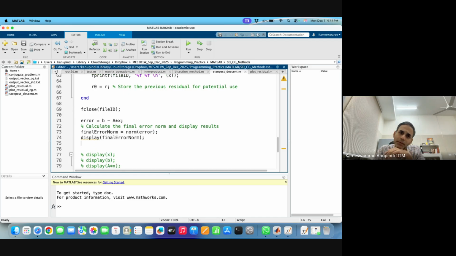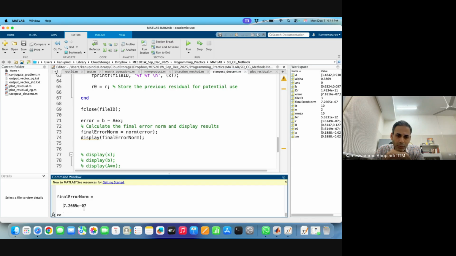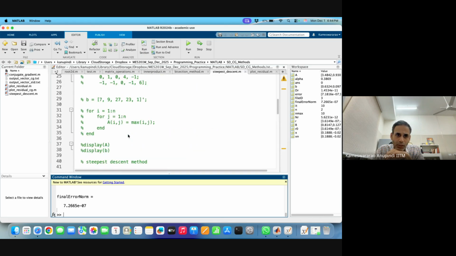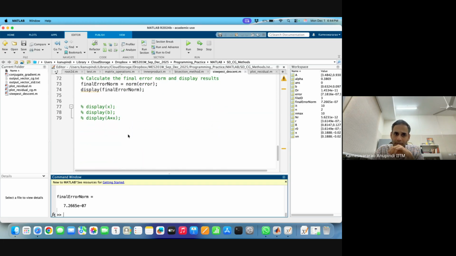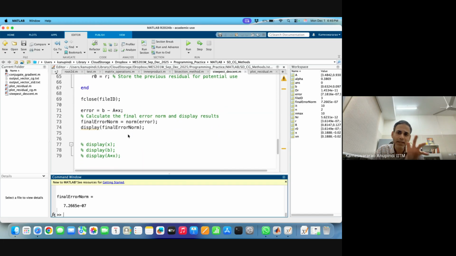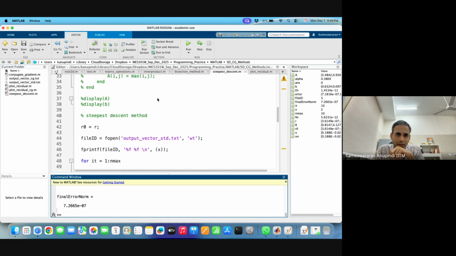Let me run this. Okay, so it has converged in 10 iterations. It has given a norm of 7 times 10 to the power minus 7, which seems to be already quite small, but it has taken 10 steps. Then it has also written some data to this file, which is called output vector standard.txt.